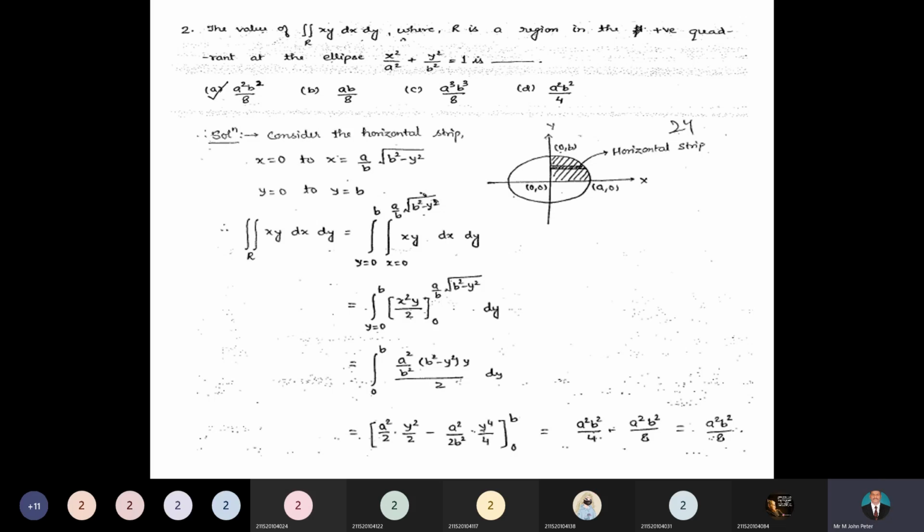Now the whole is divided by 2, and the other constants you can take outside, and multiply the y inside. So now you will get a square by 2 times y square by 2, minus a square divided by 2b square into y power 4 by 4.